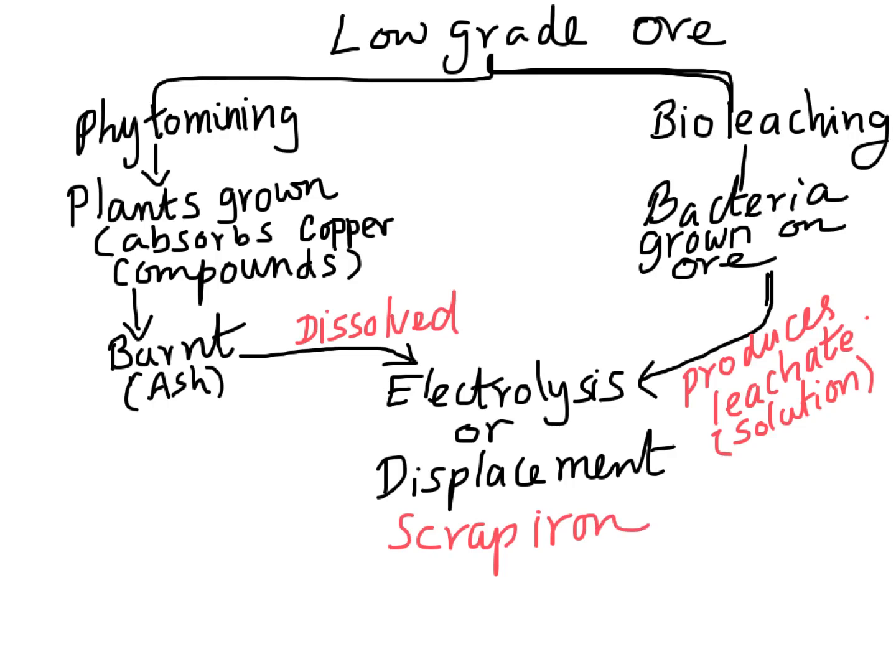As you have seen so far. And now look at the other technique to get the copper from low-grade ore, bioleaching, which uses bacteria. Bacteria are grown on the low-grade ore, which produces a leachate solution, the solution that is produced by the bacteria, and that contains the metal ions. So in this case it's copper ions. Then it's the same process as before: electrolysis or displacement by scrap iron to produce copper.